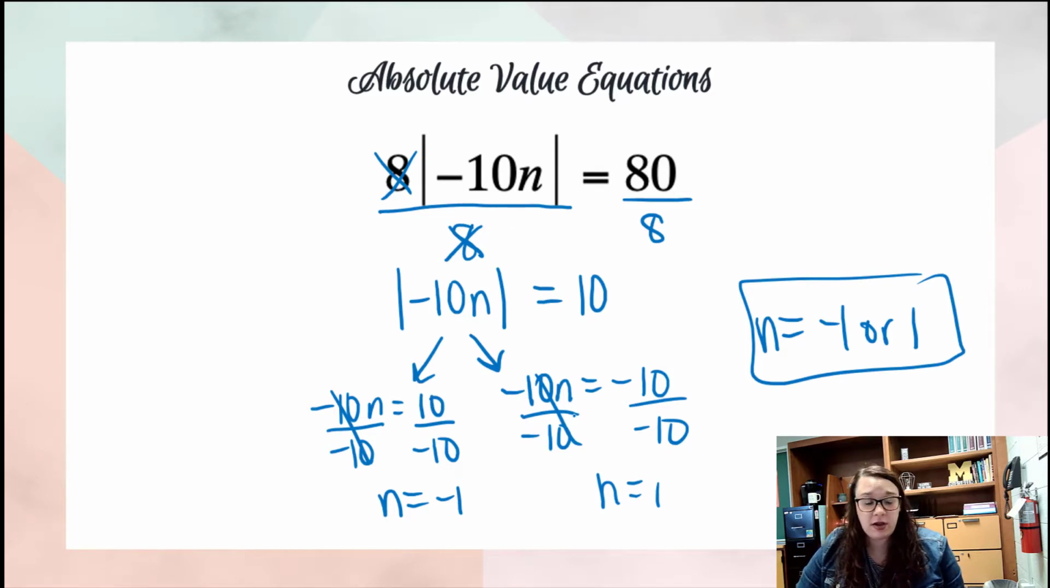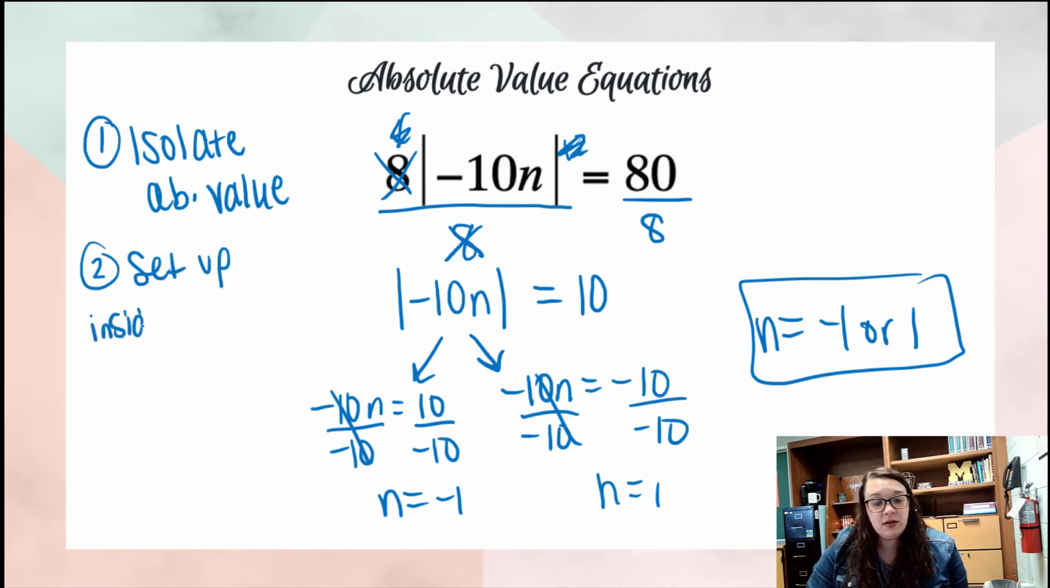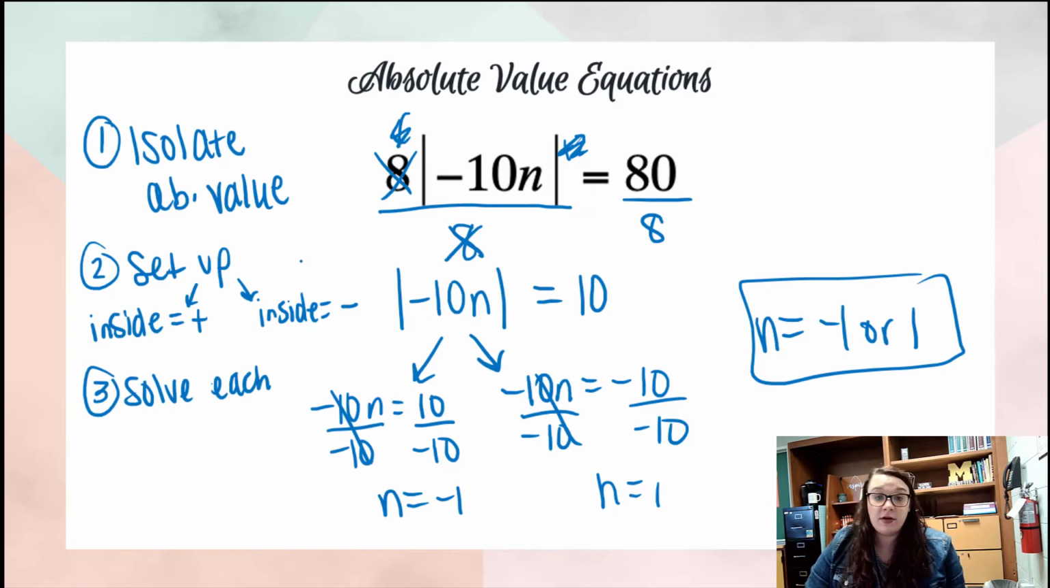So now you can kind of recognize our steps. For absolute value equations in general, you have 3 steps. Number 1 is to isolate the absolute value. What that means is if there's something outside of the absolute value, like an 8 here, maybe it had +2 or something, then you want to get rid of that first so the absolute value is by itself. Then set it up so you have the inside equals the positive, and you have the inside equals the negative. After that, you want to solve each, and you've got your answer. I should say you've got your answers.